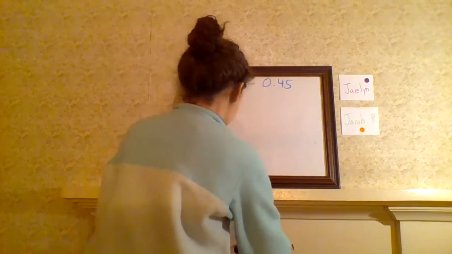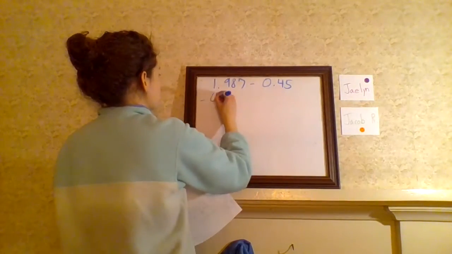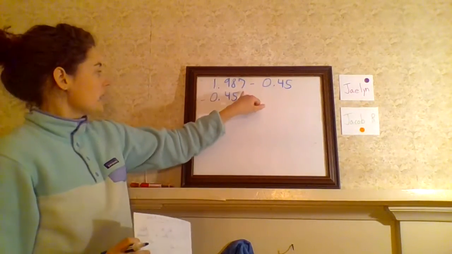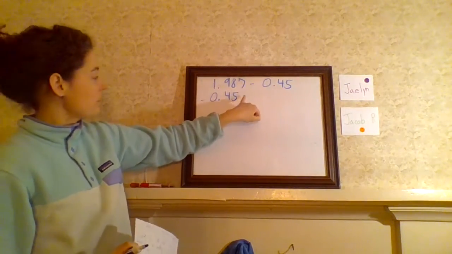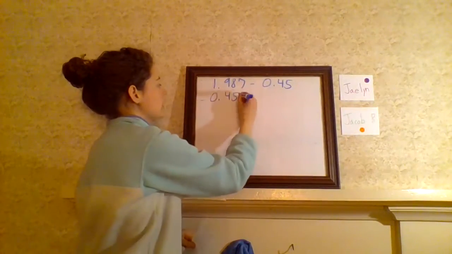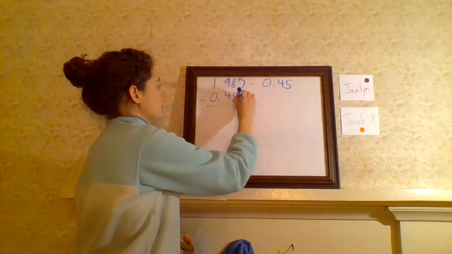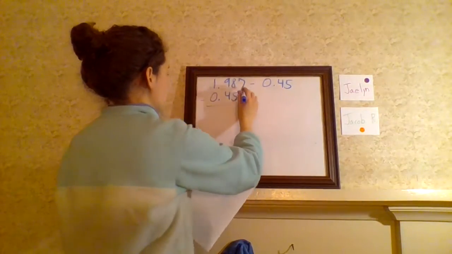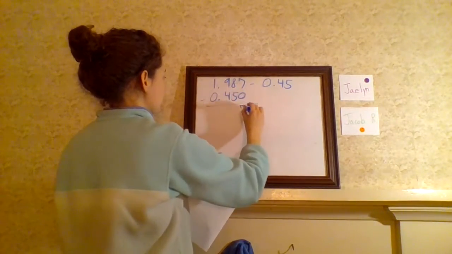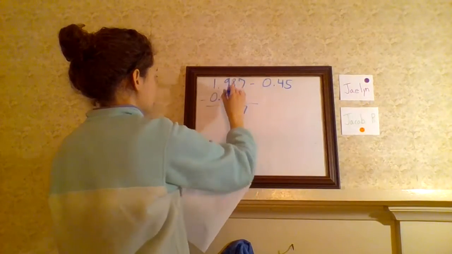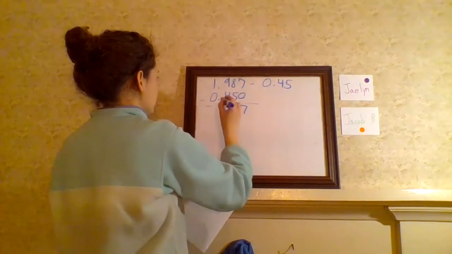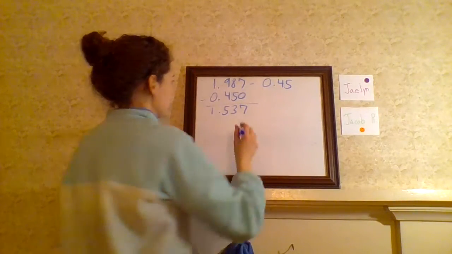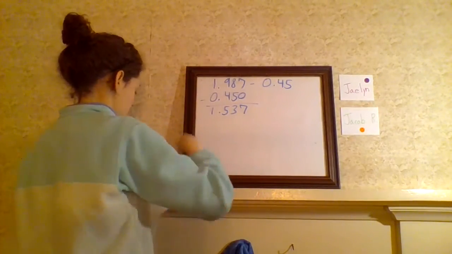So, look at this, 0.45. Is it a problem that there's nothing there? If you don't like that, you can just put a 0 there because there is no number there, which is the same as saying 0. Okay, and then we can say 7 minus 0 is 7. 8 minus 5, 3. 9 minus 4, 5. And 1. So 1.537.